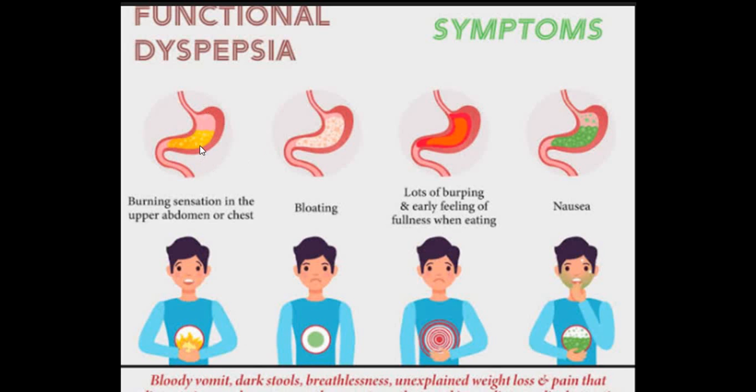So these are the common 8 symptoms which are very commonly described: burning sensation, bloating sensation, early satiety or early fullness, nausea. Very rarely a person might complain of hematemesis, dark stool, breathlessness, weight loss, epigastric pain, etc. Whenever you get this type of symptoms, this is more in favor of organic dyspepsia rather than functional dyspepsia.